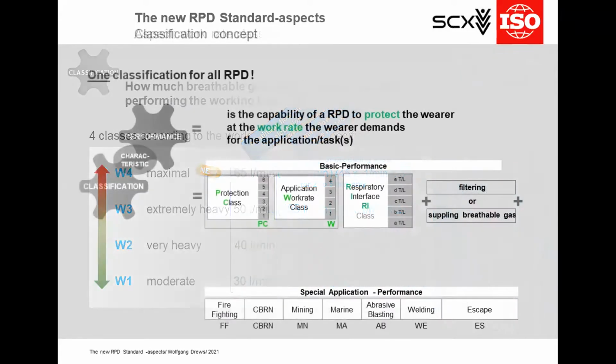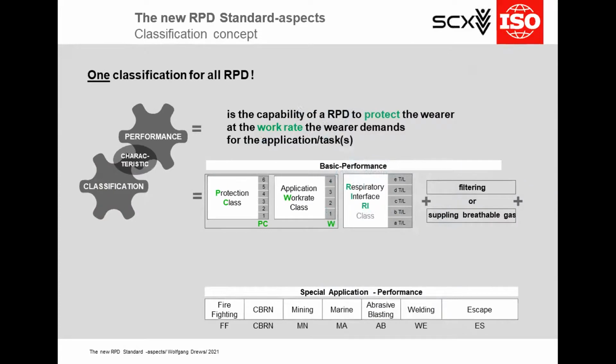That I already mentioned. Coming to the one classification, that is to show you the protection class, because the capability of the RPD has to protect the wearer at the work rate the wearer demands, the respiratory interface used, and the specific information about filtering and supplied breathable gas, plus those information from the special application shown earlier, as they are here written on.